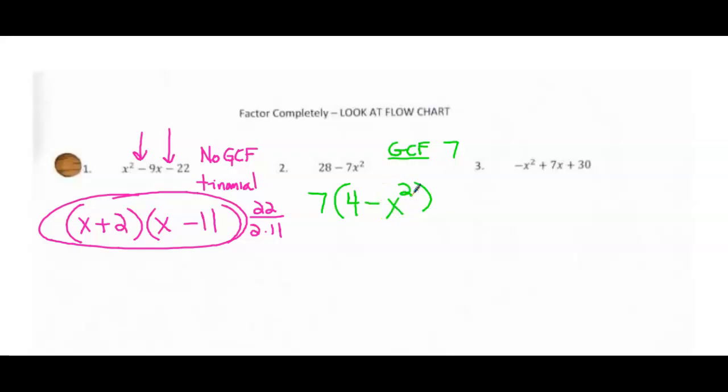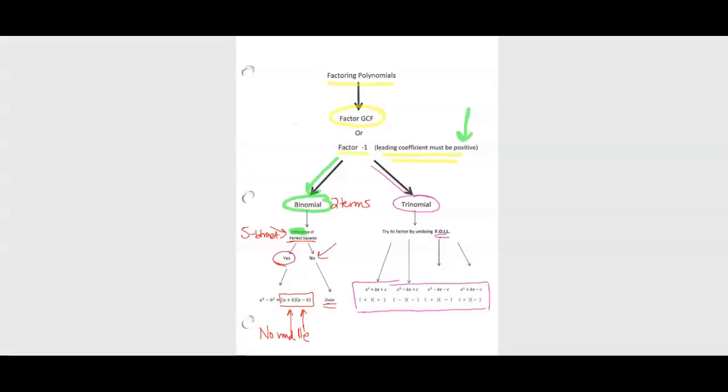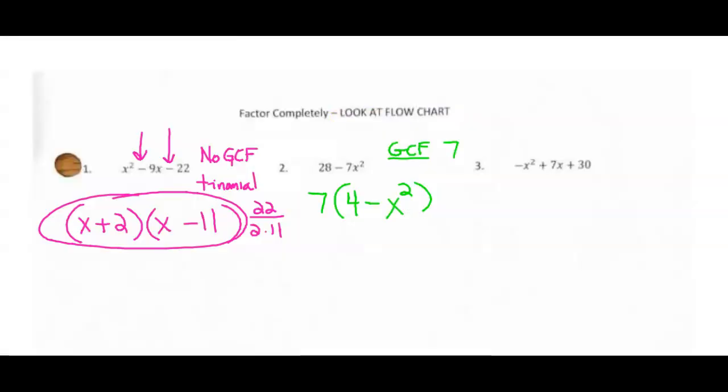Now you don't stop there, because now you're going to think of that flow chart. I'm going to flip back real quick. After you factor, you're asking yourself if this is a binomial or a trinomial. And this one is a binomial. And if it's a binomial, you're going to ask yourself, is it subtraction? And this is subtraction. And the last thing you're going to ask yourself, is this the difference of perfect squares? 4 is a perfect square. X is a perfect square. So yes, I should still factor this.